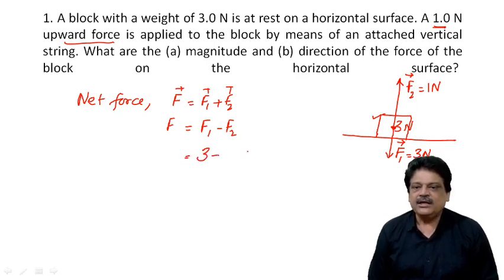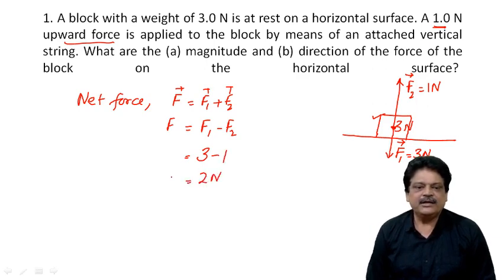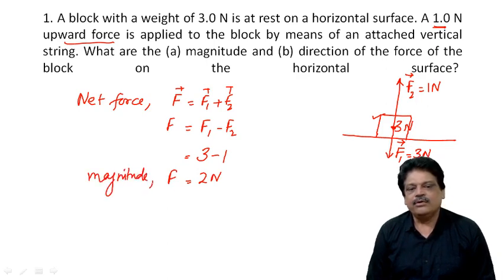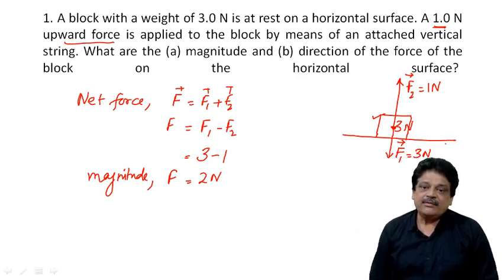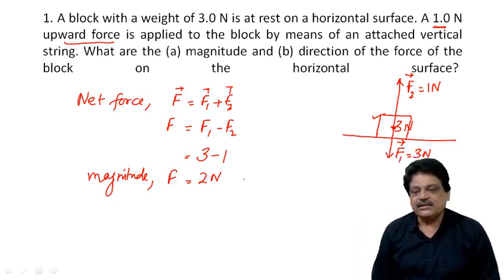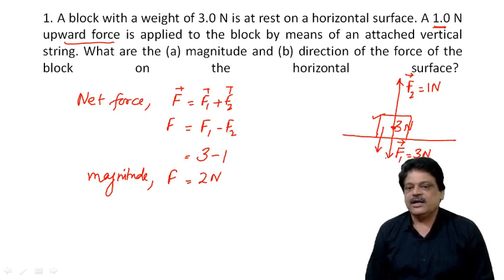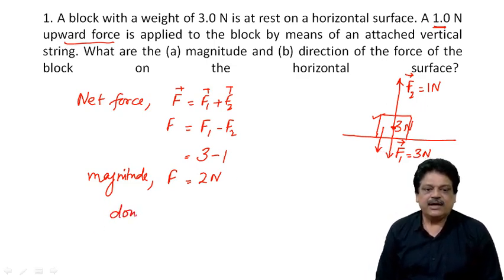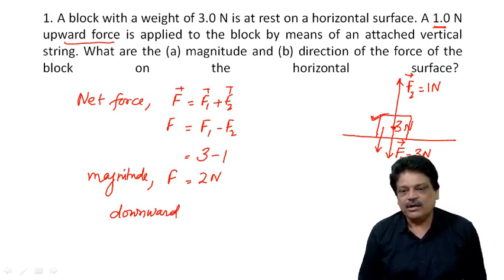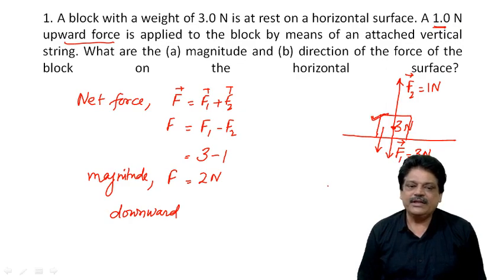F1 is 3 Newton and F2 is 1 Newton. When you subtract, you will find the magnitude of the resultant force is 2 Newton. What is the direction of this net force? Naturally, it will act downward because F1 is greater than F2. So you can say finally a 2 Newton force will act on this block and the direction will obviously be downward.